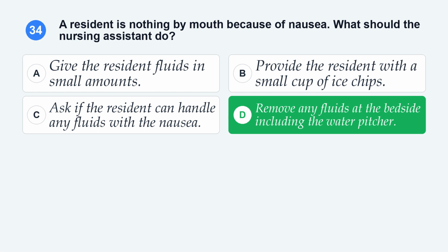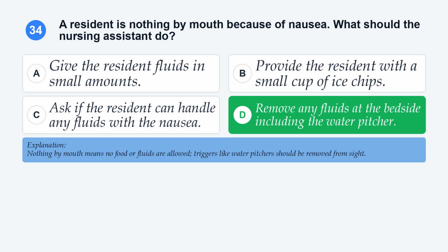The correct answer is option D. Remove any fluids at the bedside including the water pitcher. Explanation. Nothing by mouth means no food or fluids are allowed. Triggers like water pitchers should be removed from sight.